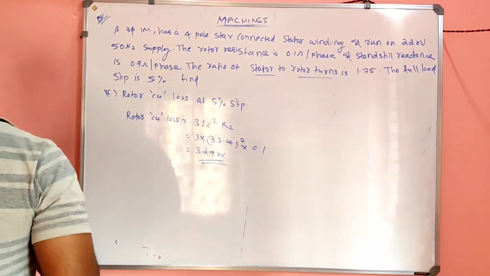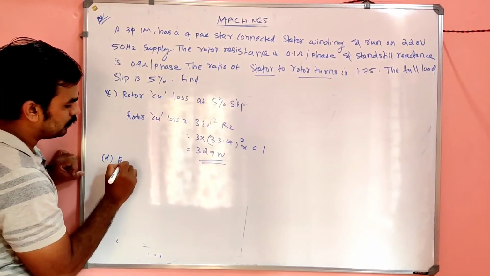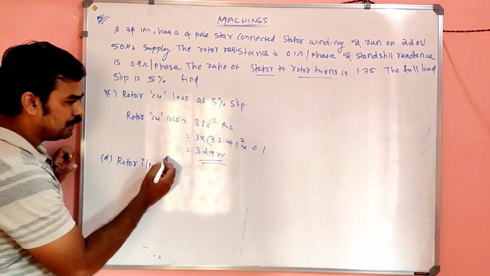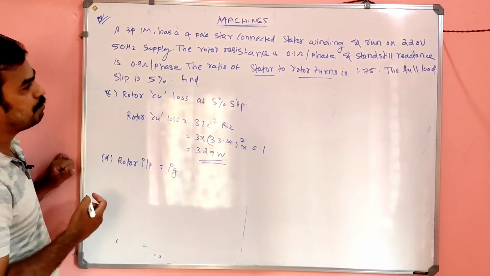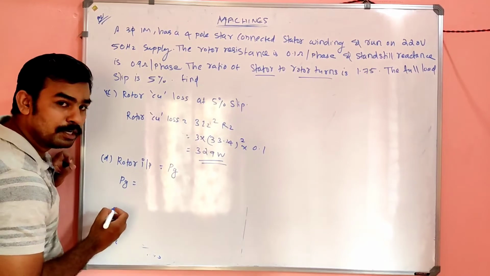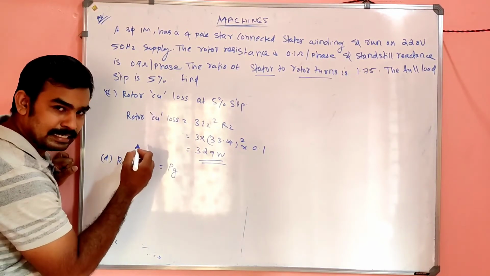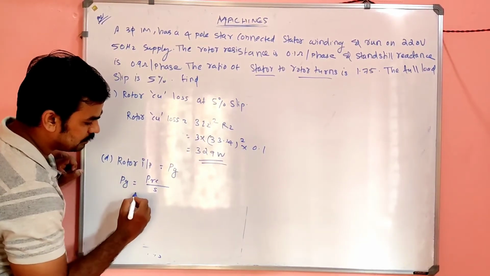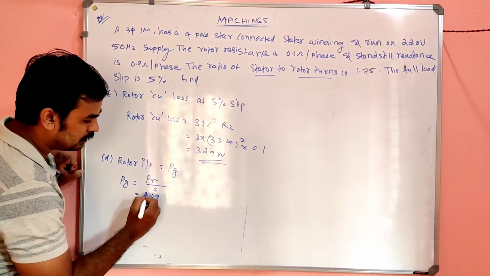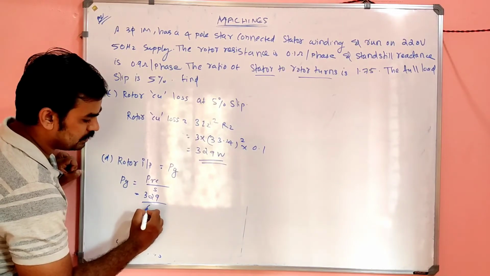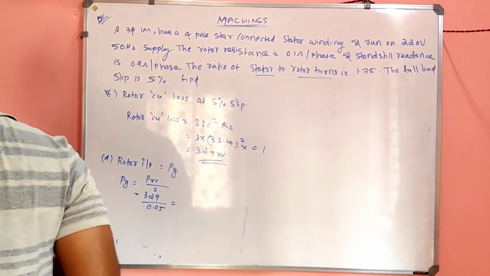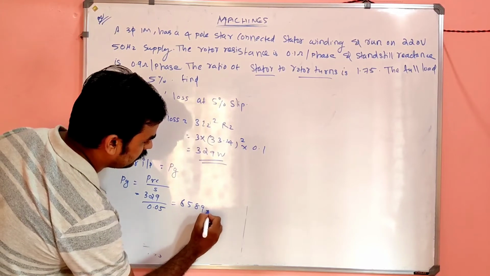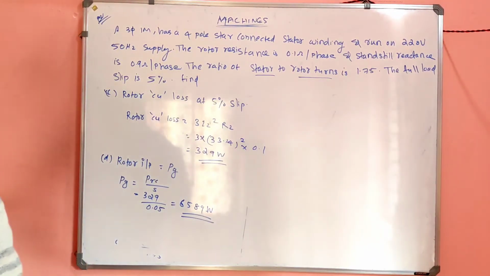And next you have to find rotor input, PG. If you know the value of PRC and the value of slip, we have the relation PRC is equal to S times PG, so PG is equal to PRC divided by S. PRC is 329 divided by S, which is 5%, so 0.05. So the answer will be 6589 watts.